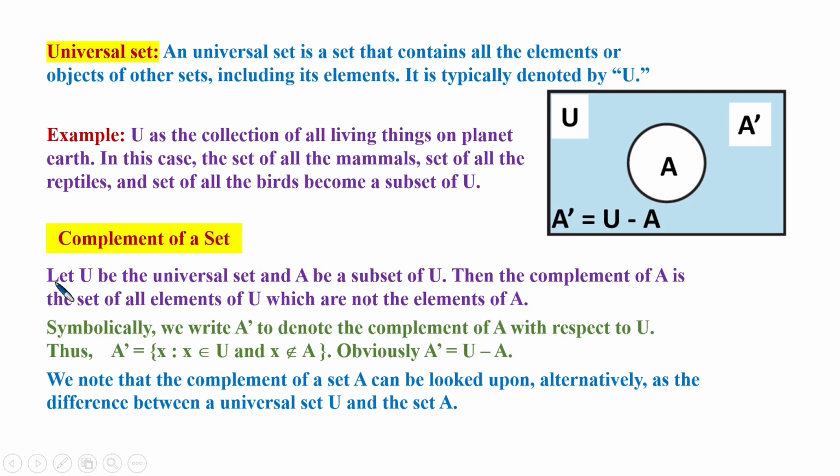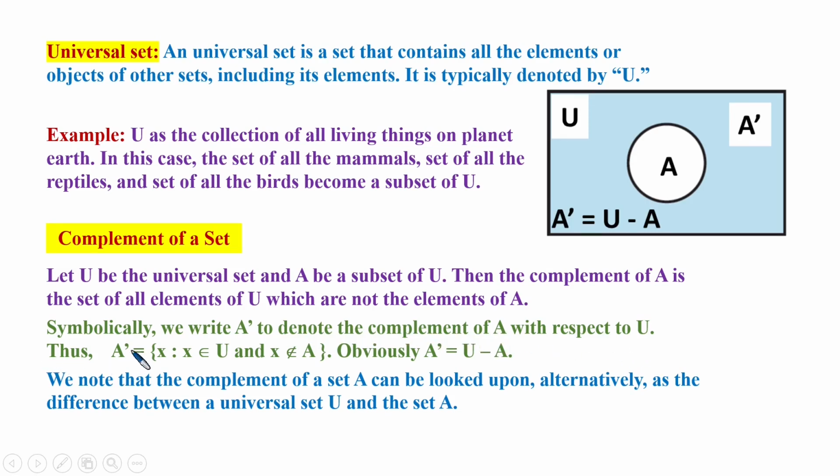So here I am writing it. Let U be the universal set and A be a subset of U, as I said here. Then the complement of A is the set of all elements of U which are not elements of A, as I had mentioned earlier. Symbolically we write A prime. Here I am writing an apostrophe for my ease, but consider this apostrophe as prime throughout this lecture. So symbolically we write A prime to denote the complement of A with respect to U.